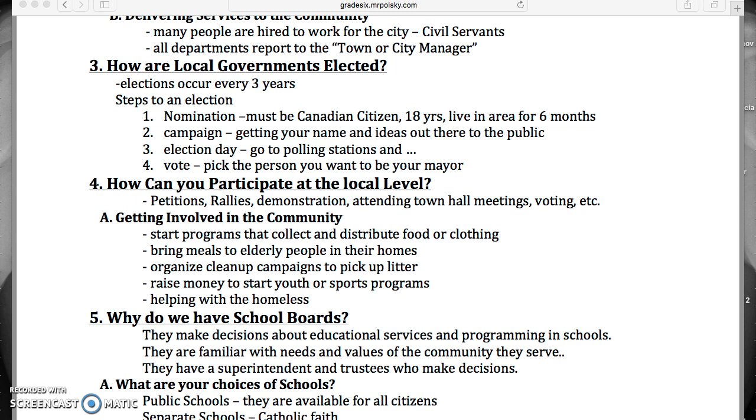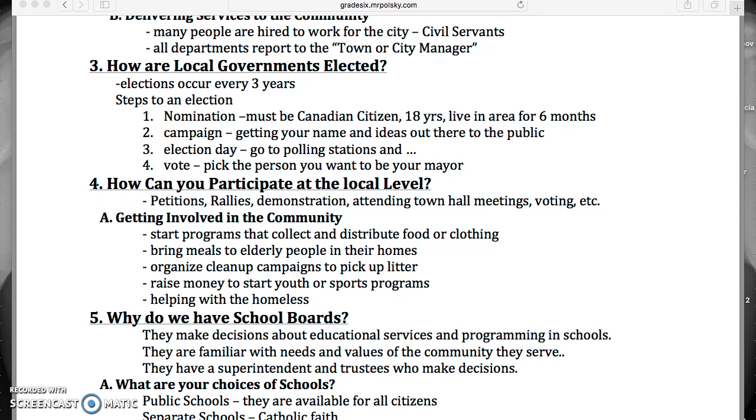After you're nominated, that's when the campaigning starts. So that's when you really get people to know who you are, what your ideas are. That's when we start to see signs and people who are running for councillor or mayor going to speak at places and sharing their ideas with citizens. Then there's election day. That's when people go and vote for who they want. And then the vote happens and we see who's going to be our mayor or councillor.